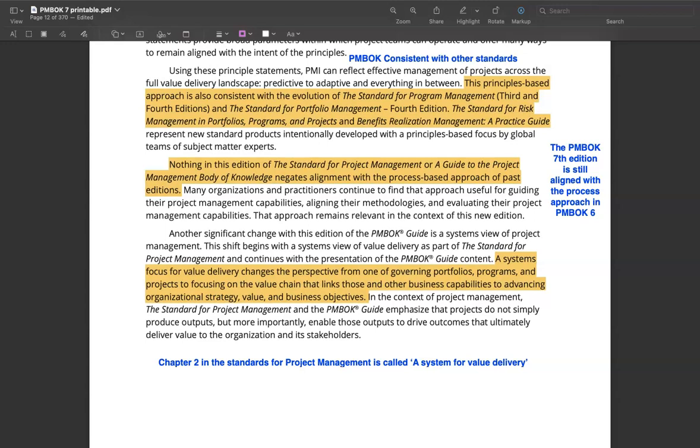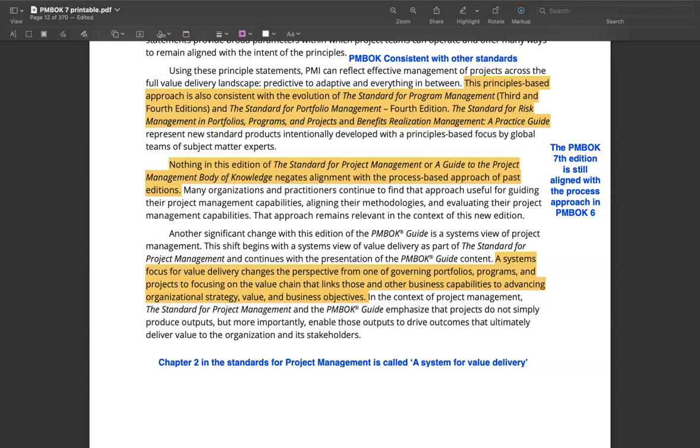In PMI's own words, it says a systems focus for value delivery changes the perspective from one of governing portfolios, programs, and projects to focusing on the value chain that links those and other business capabilities to advancing organizational strategy, value, and business objectives.